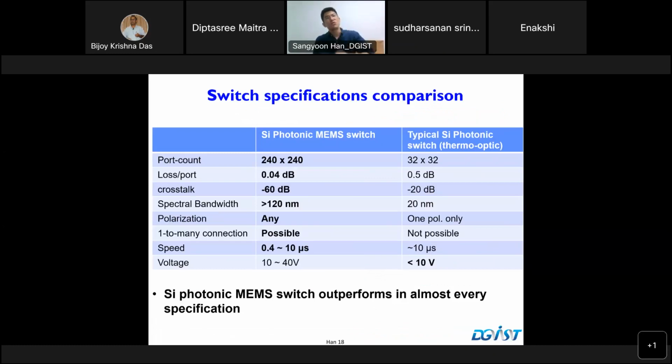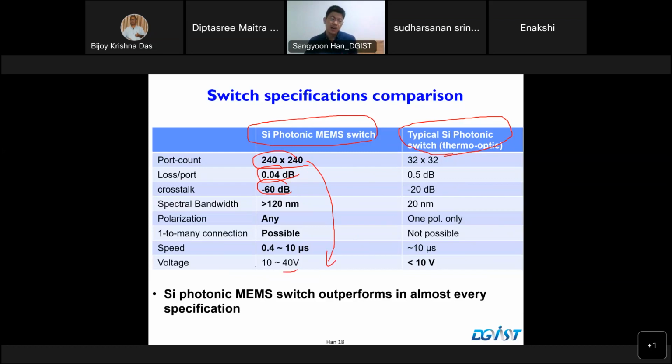So we had gone through several versions of this optical switch using MEMS actuated waveguides. In the table, I showed a comparison. The left one is our Berkeley technology we developed at Berkeley. The right one is the thermal optic based switch. In terms of port count, optical loss, or crosstalk, nearly every metric is better than the conventional thermal optic based silicon photonic switch.